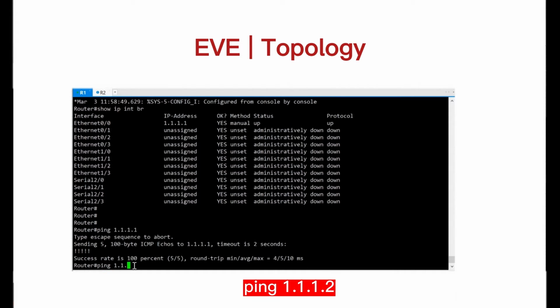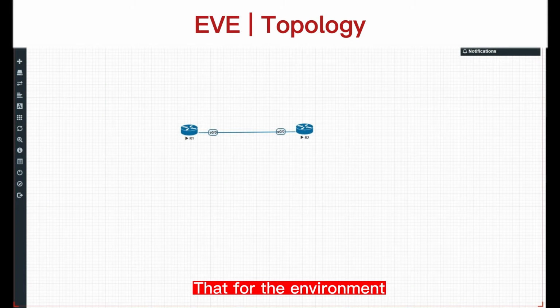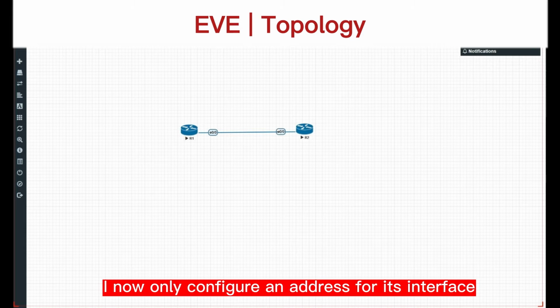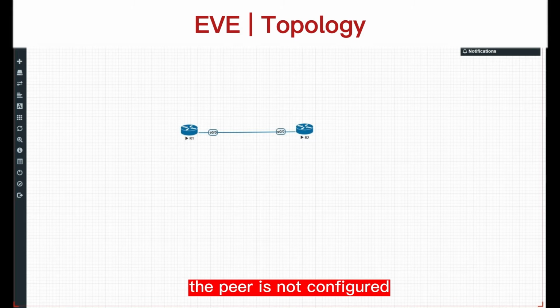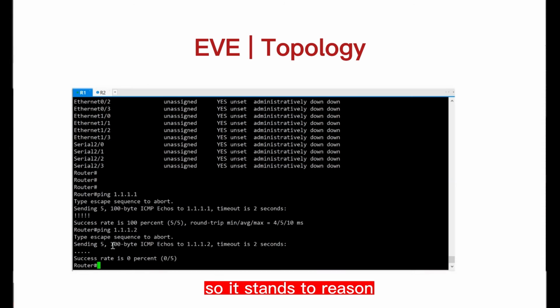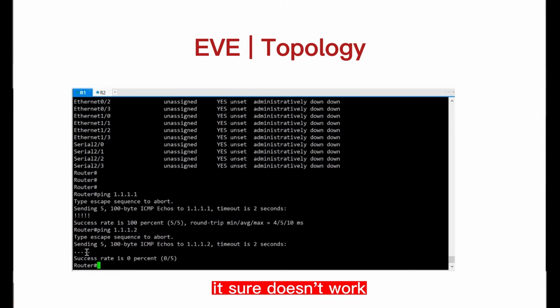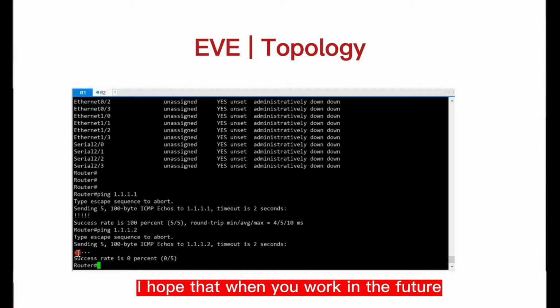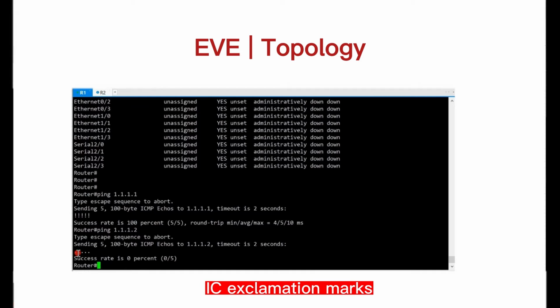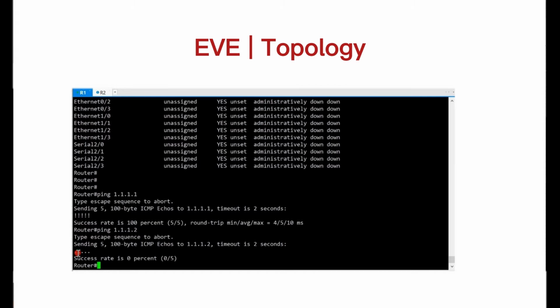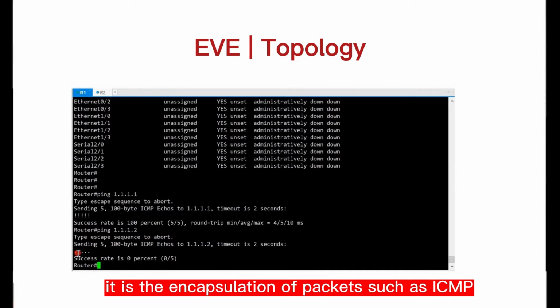Ping 1.1.1.2. For the environment, there is no .2. I now only configure an address for its interface. The peer is not configured. So it stands to reason, if I go to ping an address on R1, it sure doesn't work. A full stop means no. I hope that when you work in the future, I see exclamation marks. Today we will also talk about ICMP. This ping uses the encapsulation of packets such as ICMP.